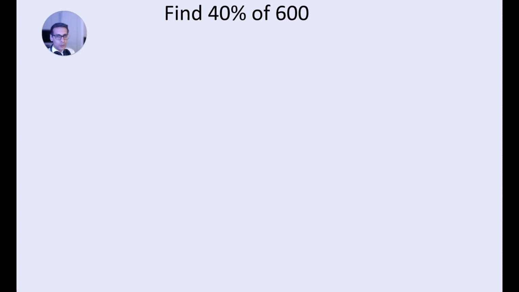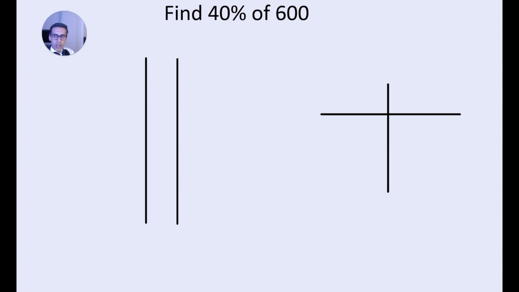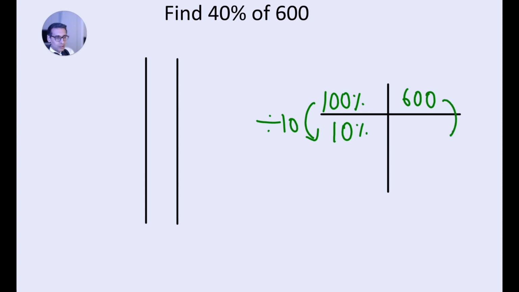Okay, next question. 40% of 600. Have a go. Pause the video. Okay, so hopefully you've had a go. Let's work this out. We'll start with the table this time. So we know that 100% is 600. And then we can work out 10%. Usually that's the most straightforward one to do. So we're going to divide by 10. We're going to do the same thing here. Divide by 10. 600 divided by 10 is 60.